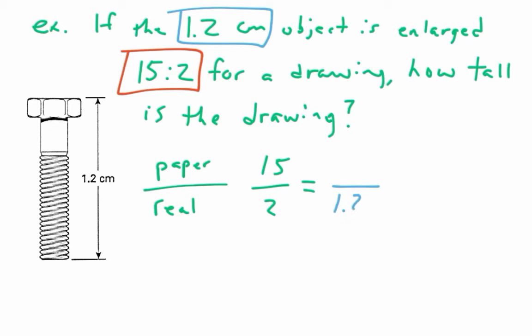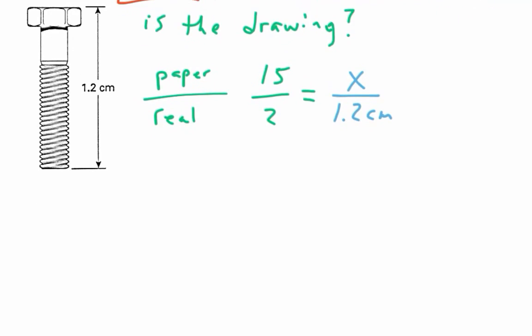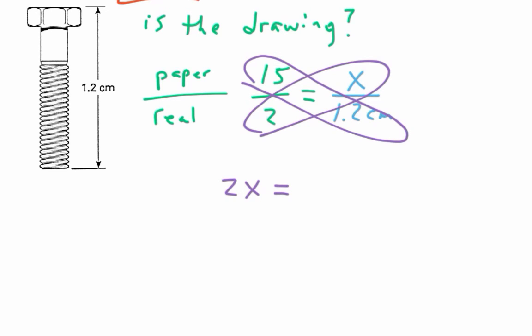So I have my 1.2 centimeters here. You could leave off the units if you wanted to, but what we're looking for is x: how long that height is going to be on the paper. And we solve that just like we did the last one. We're going to cross multiply, and I'll keep my x on the right side. So I have 2 times x equals 15 times 1.2.